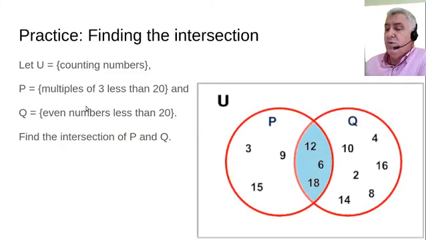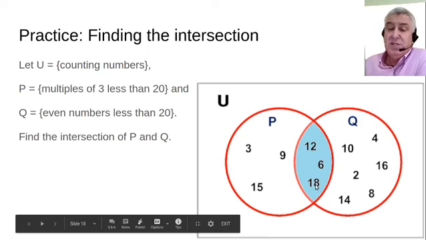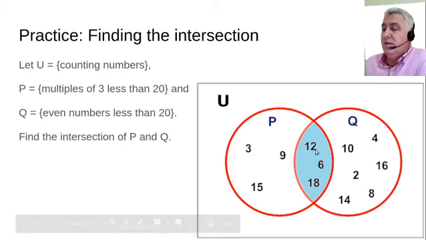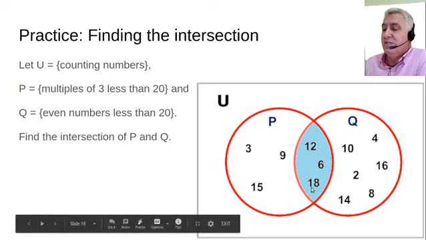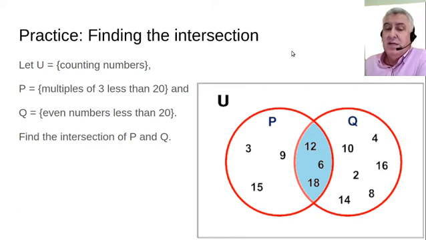So of course we're going to draw a Venn diagram to do this. We've got our multiples of 3: 3, 6, 9, 12, 15, and 18, and we stop at 20. And for Q, we've got our even numbers, 2, 4, 6, 8, 10, 12, 14, 16, and 18. We want to find the intersection. We want to find the ones that are in both. So I want you to go ahead and write that out.